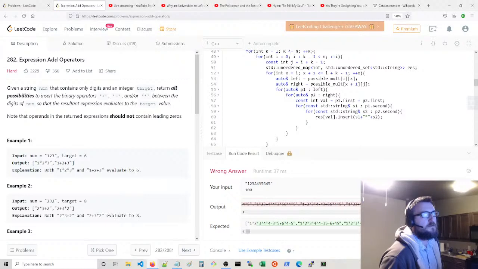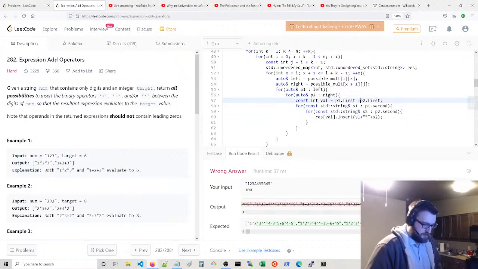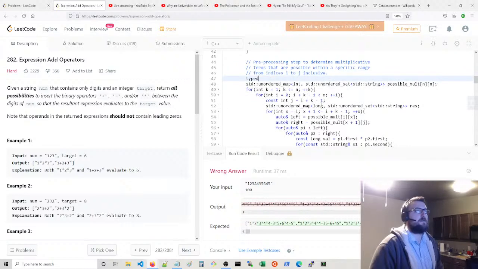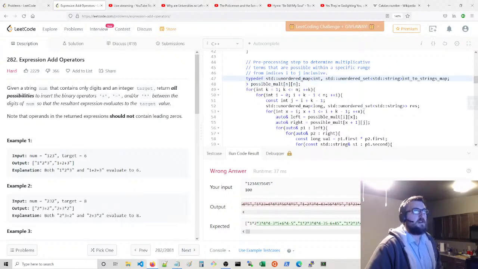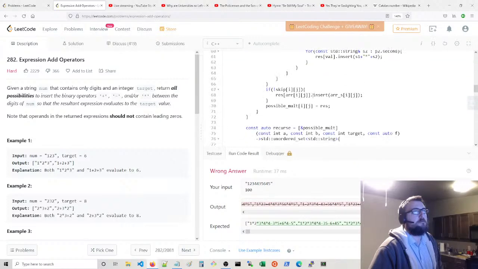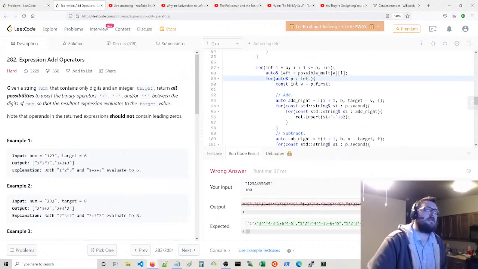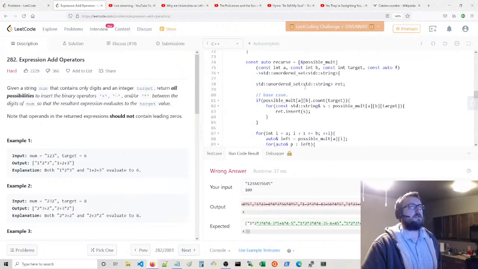Oh, but... These are longs, not ints, by the way. That's what's wrong. This really should be a typedef, int to strings map, long to strings map. That's why. It's kind of a minor error. Those need to be longs, not ints. And these should be longs too, the targets.